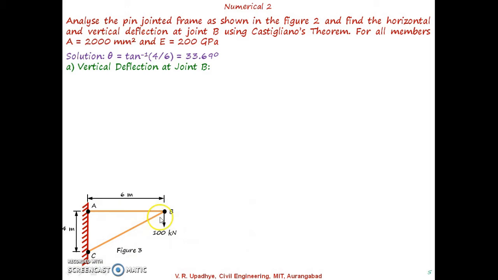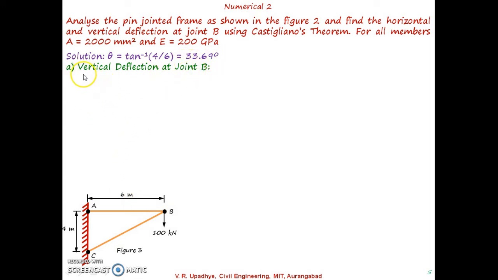You have two members AB and BC. A and C are supported at particular supports, and at B the truss is subjected to 100 kilonewton downward force. The length AB is given as 6 meter and length AC is given as 4 meter. So we can initially calculate the angle between the members AB and BC, and that angle is 33.69 degree.